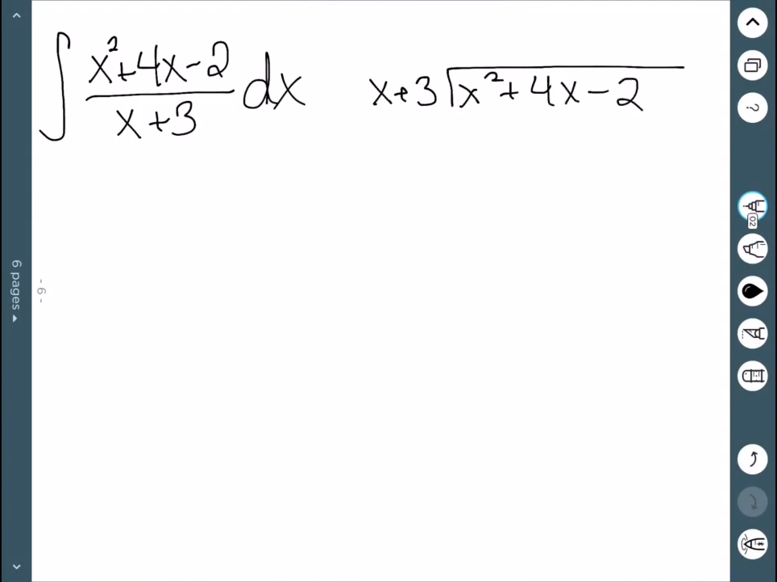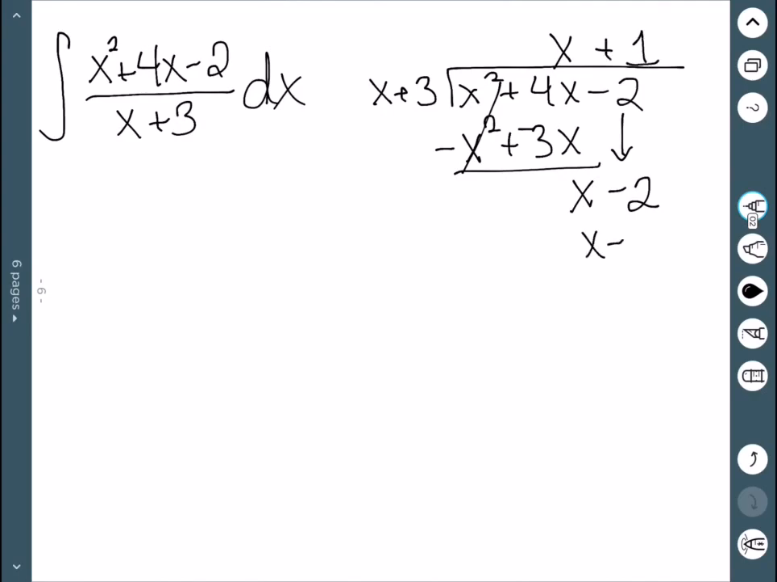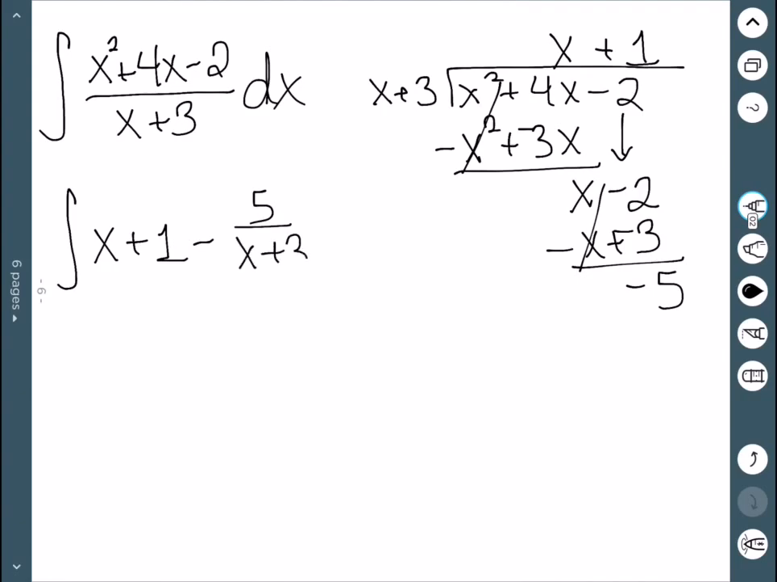I know that I need to look at the leading terms, so let's start. x times what is x squared? Well, x times x is x squared. If I multiply down, I get x squared plus 3x, and division says I then need to subtract that. 4x minus 3x is x, minus 2. x times 1 is x. We then multiply and subtract to get negative 5. Therefore, this is the integral of x plus 1 minus 5 over x plus 3 dx.